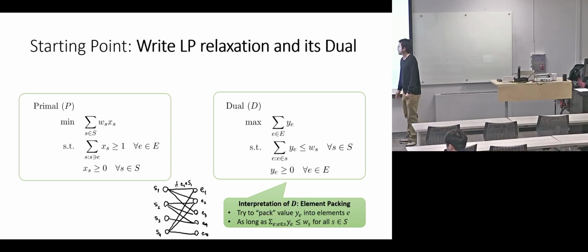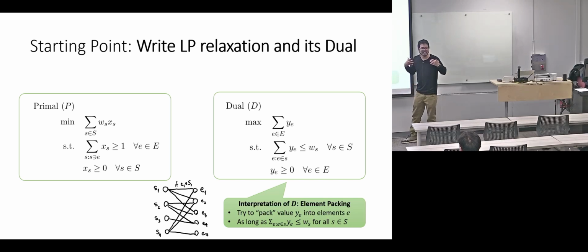The dual of that LP is such that you have a variable y_e for each element e that is non-negative, and for each set you want that the sum of the values of y_e over all elements in the set should be at most w_S. And then we want to maximize the sum of y. So the way that you interpret this is that you try to pack. You maximize y_e, right? You try to put value into each element as much as possible. You try to pack value y_e into elements e.